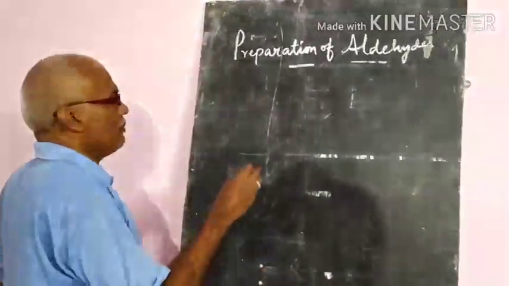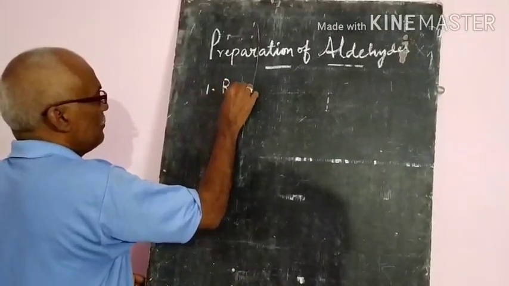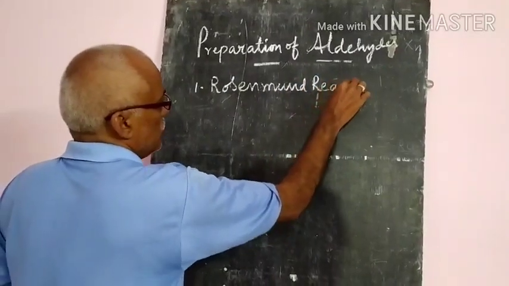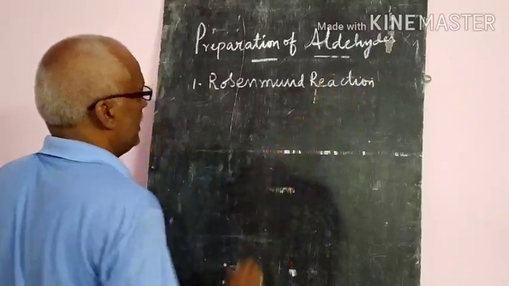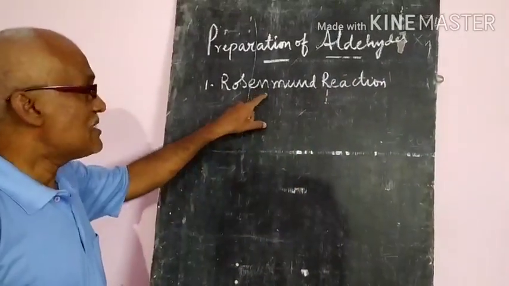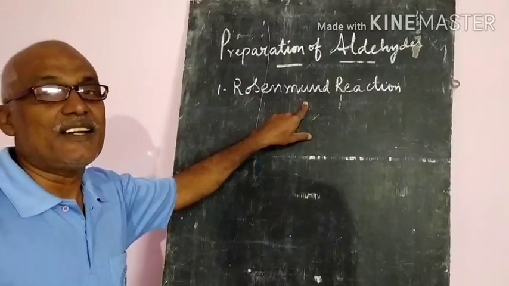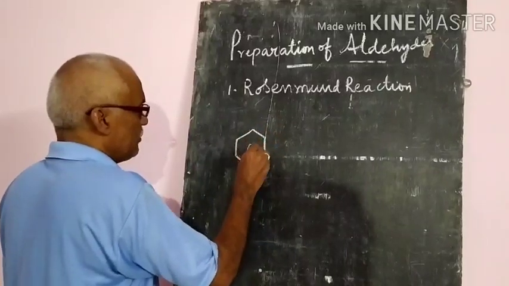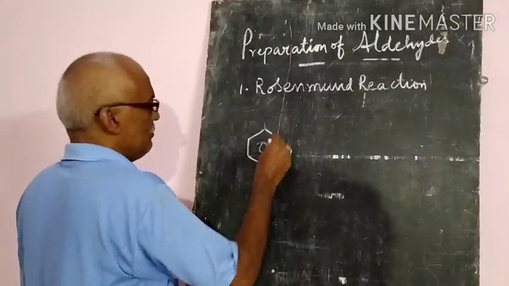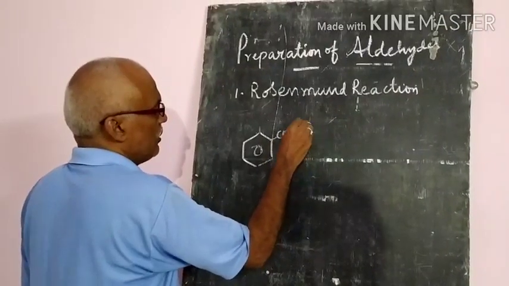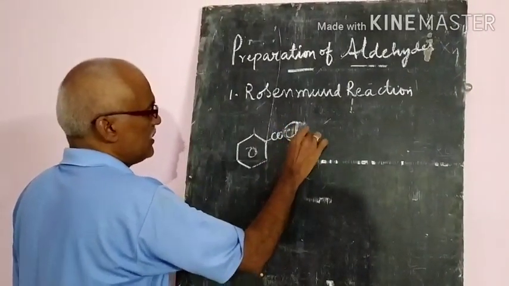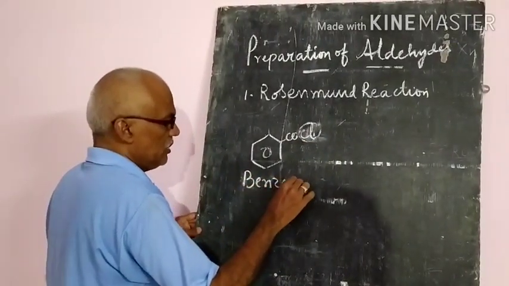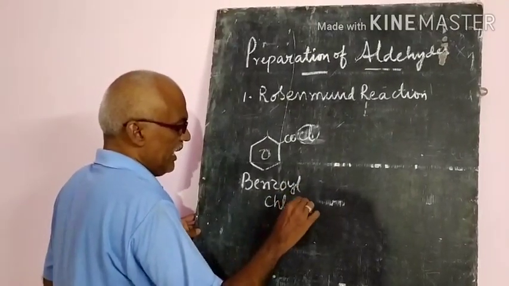In this, the first name reaction is the Rosenmund reaction. In this one, acyl halides, that means acid halides, will be reduced. In benzoic acid, COOH, if in the place of the OH group a chlorine is there, it is benzoyl chloride. This is called the acid chloride.